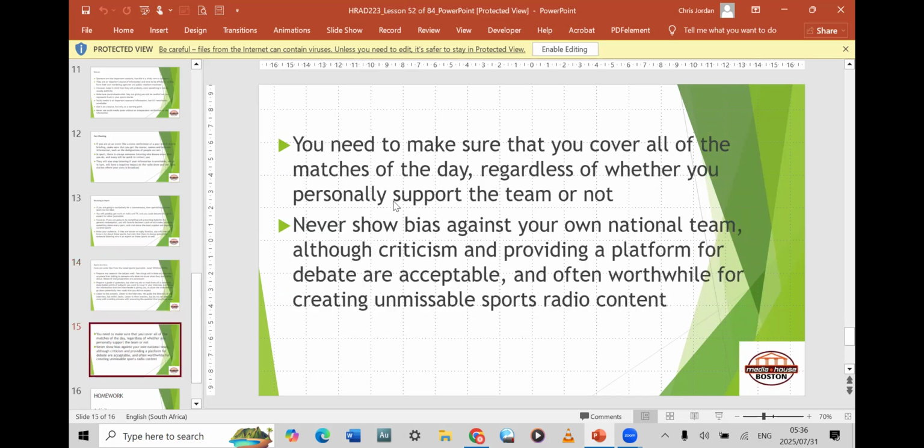So you need to make sure that you cover all of the matches of the day, regardless of whether you personally support the team or not. Of course, and never show bias against your own national team. Although criticism and providing a platform for debating is absolutely what you should do.